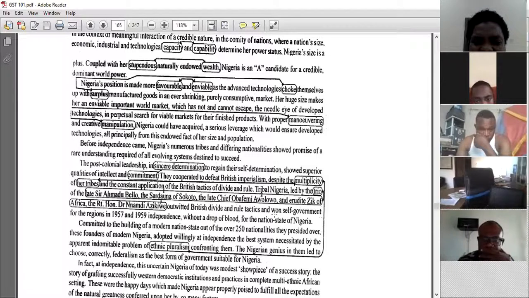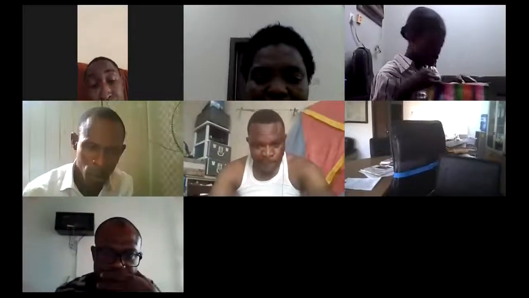Multiples, more than one. He's describing Nigeria. He used the word 250 and then he talked about multiplicity. When you talk about multiply, it means something is getting more and more. Many. More. So when you also see ethnic pluralism here, you have seen 250, you have seen multiplicity, and you see ethnic pluralism describing Nigeria. It all tells you that it's talking about a nation that has so many ethnic groups.